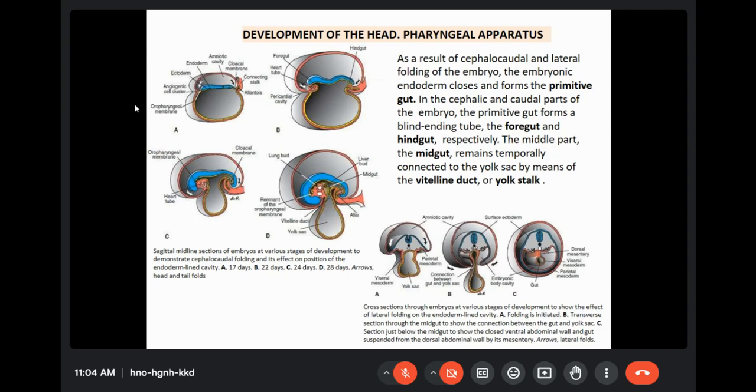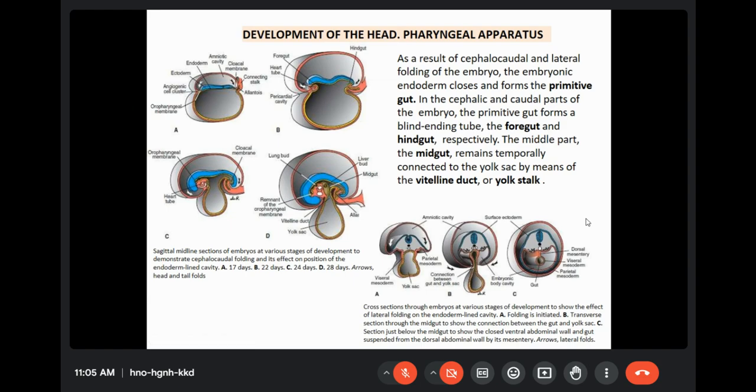Here you can see the process of the lateral folding of the embryo. You should be familiar with these pictures from the topic of embryology. In these four pictures on the left, you can see the sagittal section of the embryo. So here is its cranial and here is its caudal part. And in these three pictures, you see the cross section of the embryo. So in all of these pictures, you can see the process of the lateral folding.